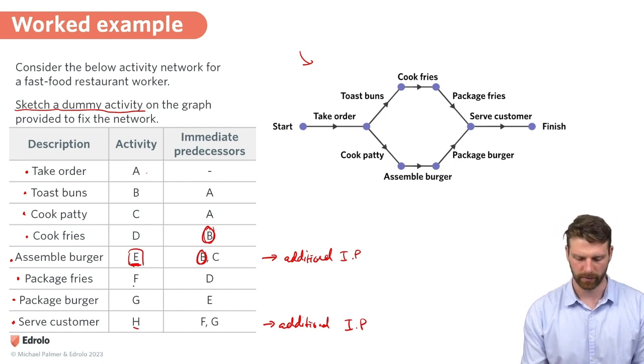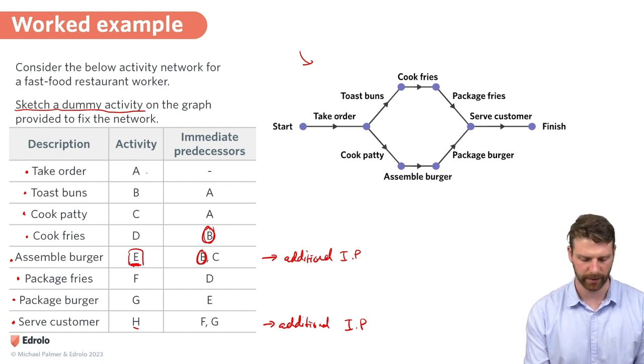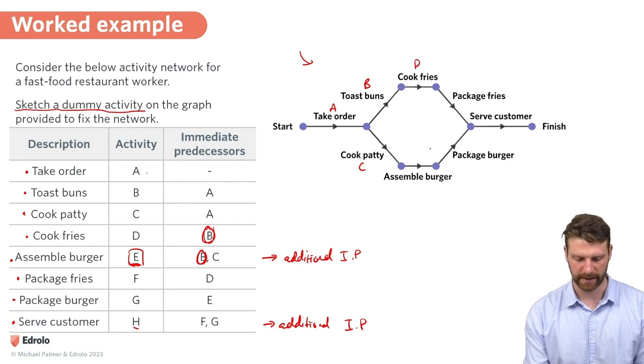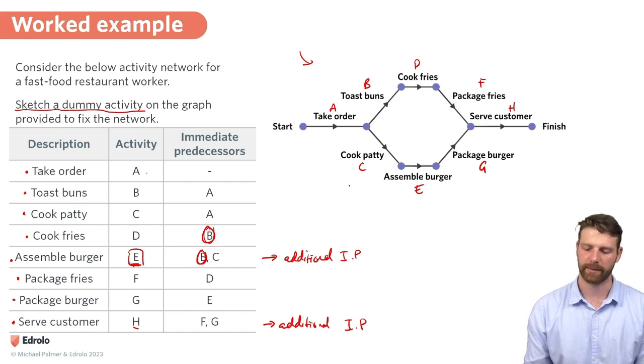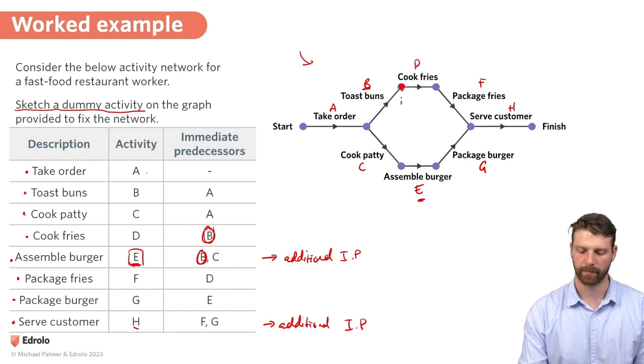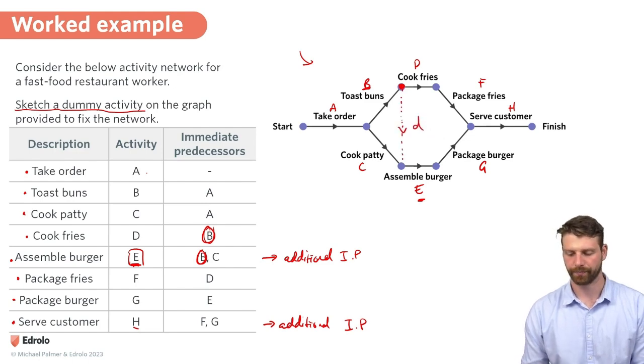Okay, so I better label all these so we can see this clearly. So we can see take order was A, toast buns was B, cook patty was C, cook fries was D, assemble is E, package fries is F, package burger is G, and serve customer is H. Okay, so I was supposed to draw that dummy activity from B to E, and so that's going to look like this. We label that dummy activity D. And so that seems to work. That's checking out, and I think we can move on.